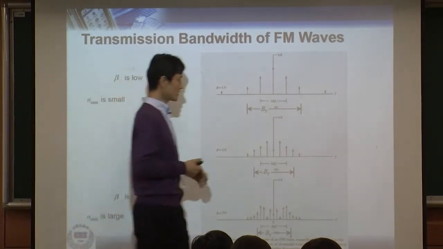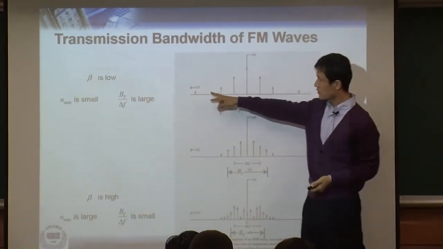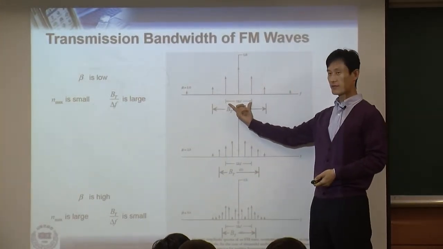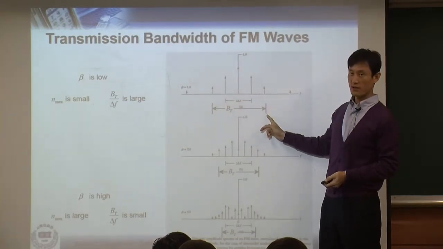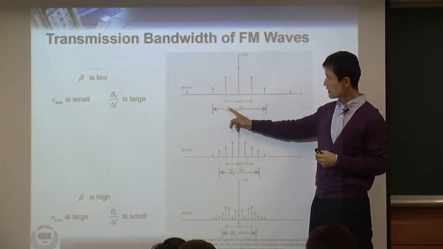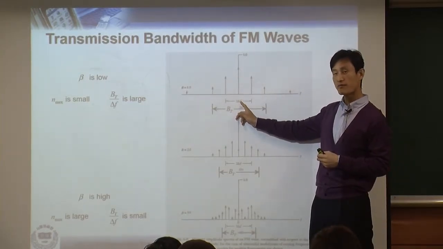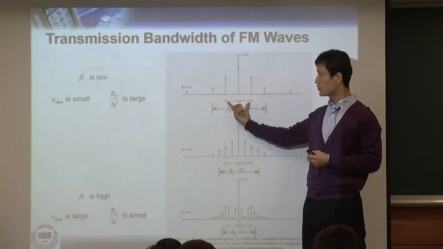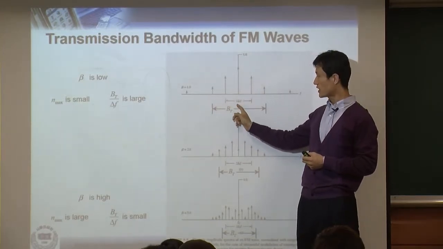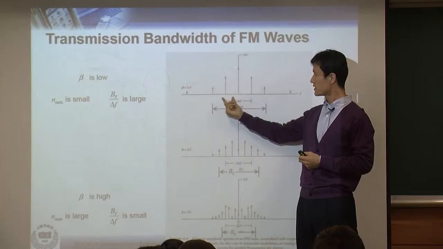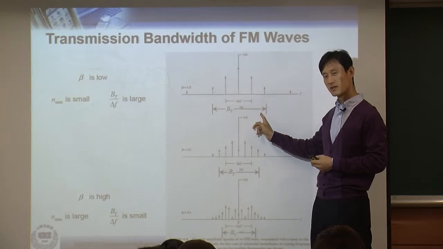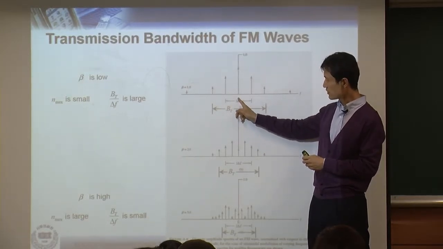So simply speaking, this is the case of beta equal to 1, and this is the case of beta equal to 5. Now this is 2 delta F, and BT is our bandwidth. Based on Carson's rule, the bandwidth equals 2 delta F plus 2 FM. So this is 2 delta F, and this is another FM, and another FM. So 2 delta F plus 2 FM is going to be this much. That's BT. So let's compare this 2 delta F and BT.